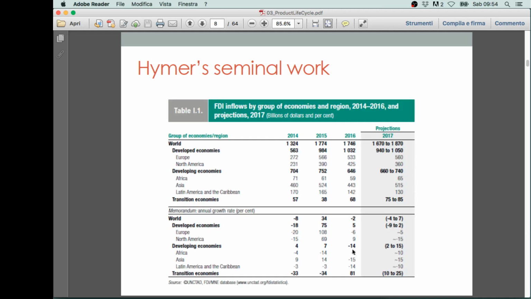This is instead a second piece of evidence that shows the patterns of investments across countries, and it shows in particular. Okay, so we already saw this in the previous lecture.